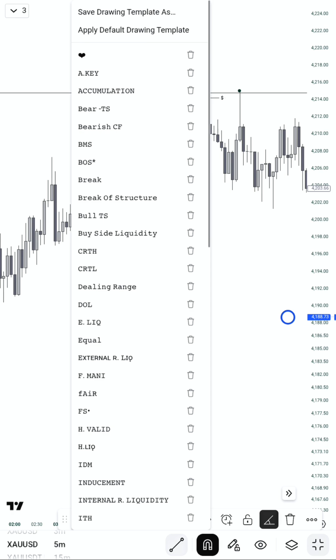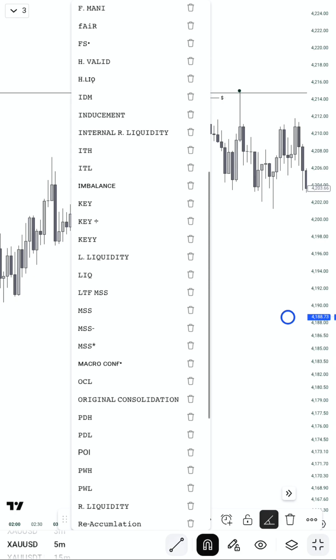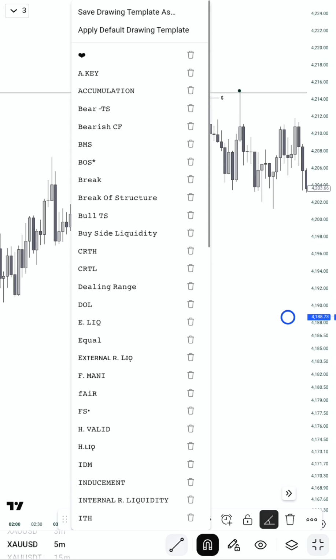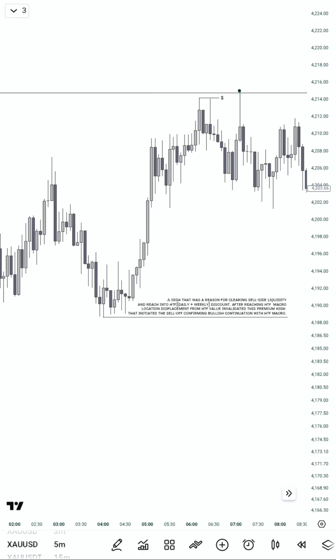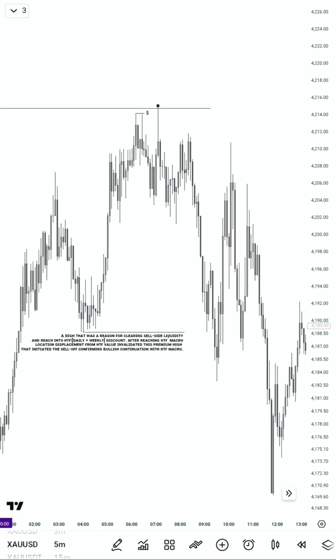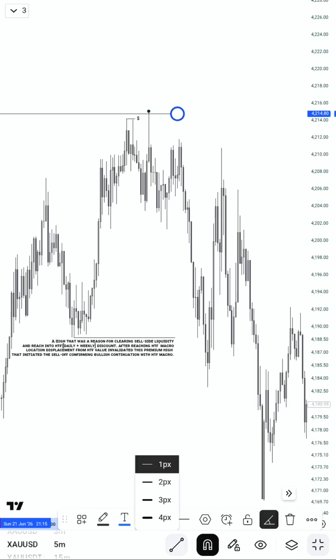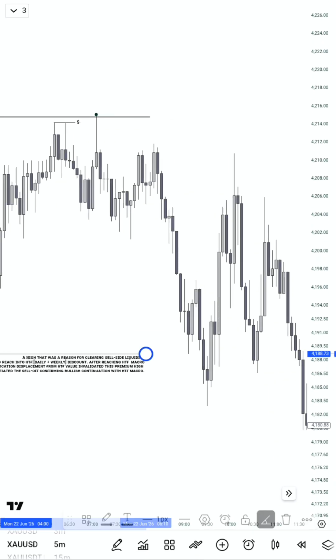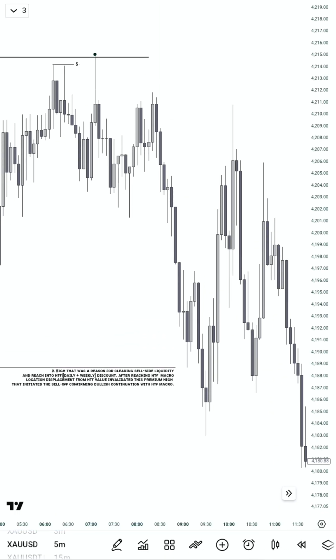So when they break this low, we can confirm the macro. The macro has shifted. We can confirm our macro location right here. We can say they are following the higher time frame trend. So we have this key level right here, and the price has taken out this low.